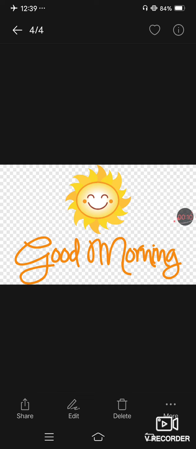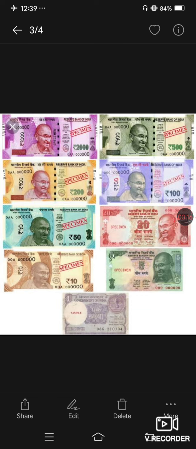Students, in previous class, we have already discussed a lot about money. Now, let's start today's session. So, students, how can we write rupees and paise?